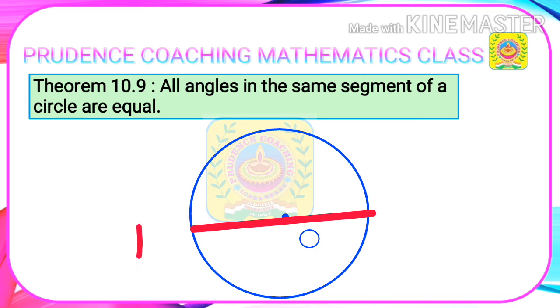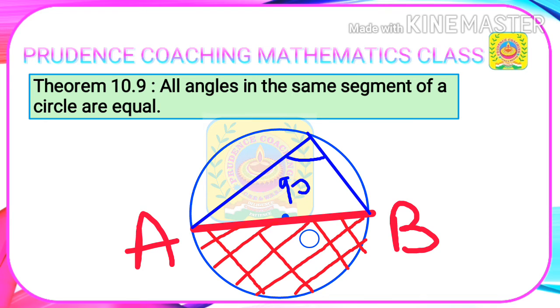One thing more you need to remember here: if this chord or this segment is a diameter, then the angles it makes on the circumference will be 90 degrees each.